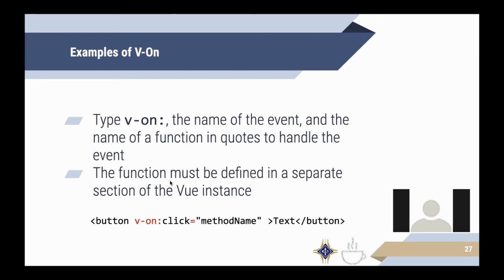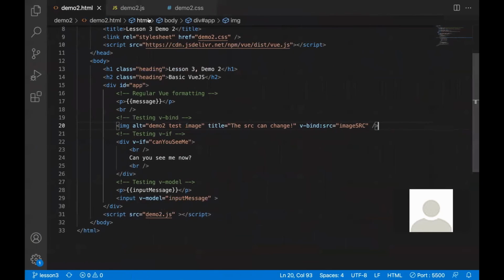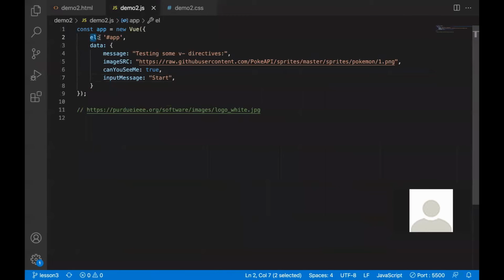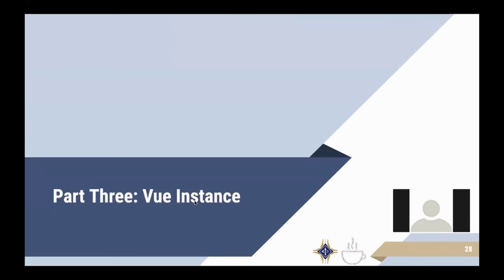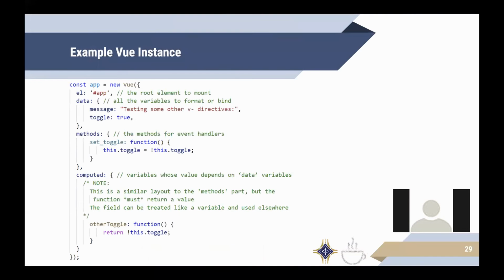The function must be defined in a separate section of the Vue instance. That means there was the el property, there's the data property, and then there are more Vue properties, and that is where methods will go. I'll show you in the demo, but that's all that means basically. Speaking of the Vue instance, this is a breakdown of all the things I think we will be covering. There are a lot more properties offered by Vue, but these are just the 4 we're going to be going over now. Hopefully you're already familiar with el and data.